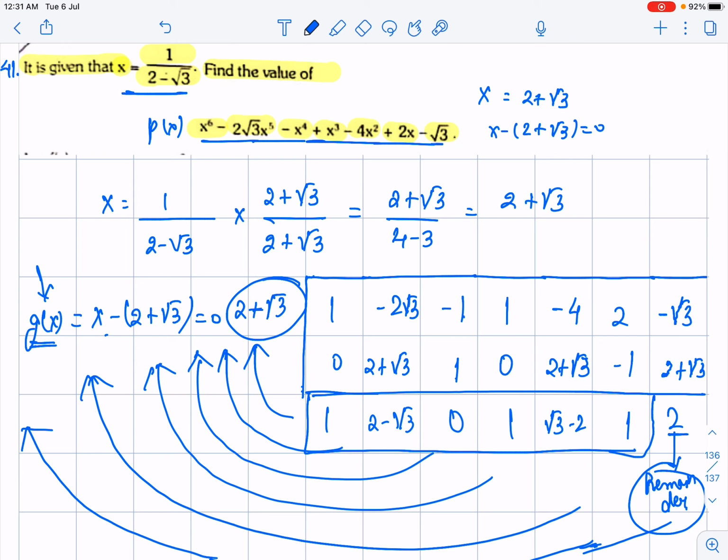Whenever any dividend polynomial has to be divided by a linear polynomial, that is, the divisor is a linear polynomial, we can apply synthetic division to get the value of the quotient as well as the remainder. The remainder when a polynomial is divided by a linear polynomial will definitely be a constant polynomial, and 2 is the answer for this question. So this is a one step approach. Just rationalize your divisor, and then divide your dividend by that divisor to get the value of the remainder. That will be our final answer.